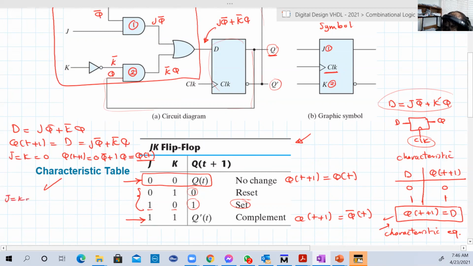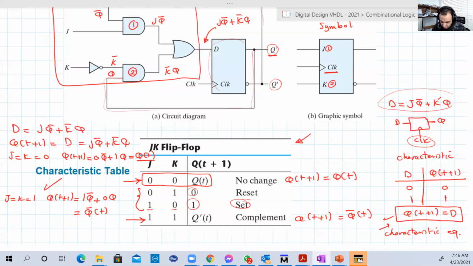J equal to K equal to 1. Q of T plus 1 equals, let's substitute. J is 1 now, so 1 times Q bar, plus K is 1, so K bar is 0, so 0 times Q. Look, Q bar. Of course, it's Q bar of T. It will complement. If J and K are equal to 1, then Q will be complemented.